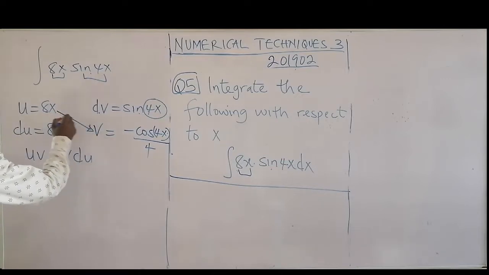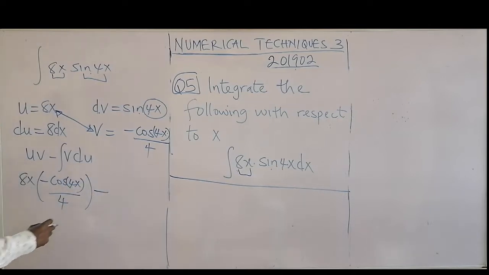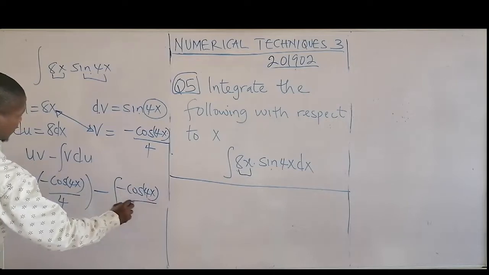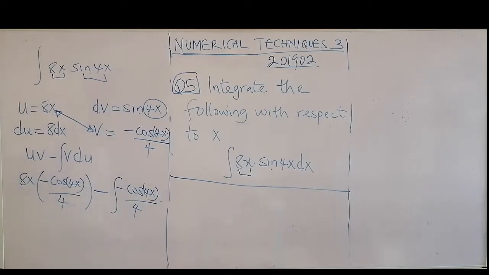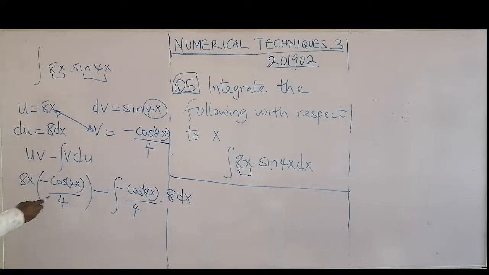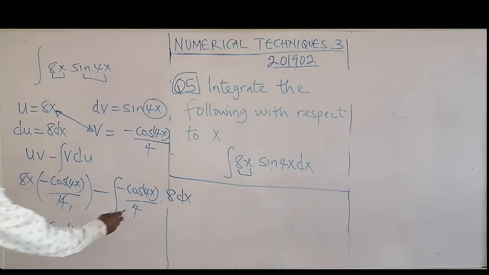So this is my uv multiplied together. That'll be 8x times minus cos 4x over 4. Then minus, my v is minus cos 4x over 4 times the du, which is 8 dx. Here, 4 into 8 is 2, so I have minus 2x cos 4x. Here, minus minus is plus.